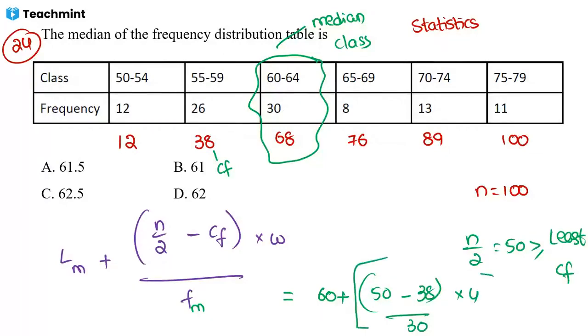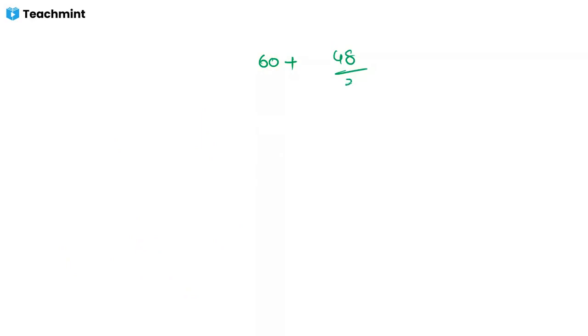Now 60 plus 48 divided by 30. It's nothing but 4 by 8 by 5. Okay, 61 point something should come, right? So it should be 61 point something. So this is 60 plus 50 minus 38, which is 12. 12 into 4 is 48, divided by 30. This is 6 fives, 6 8 times, 61.4, 61.6.